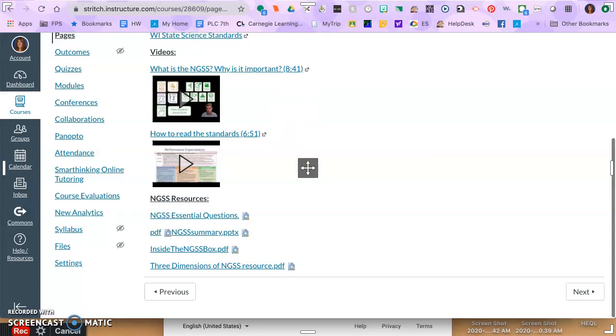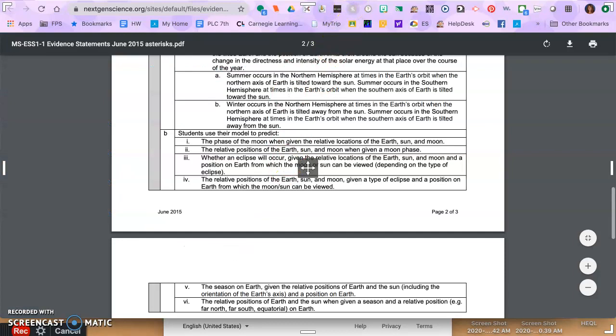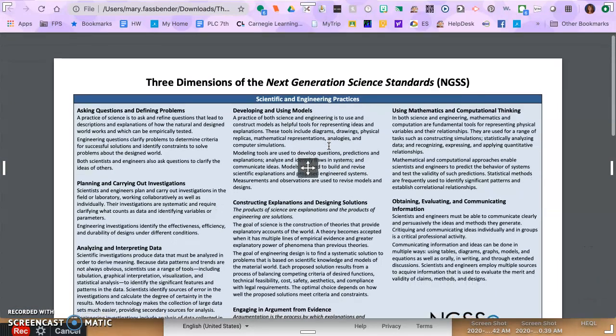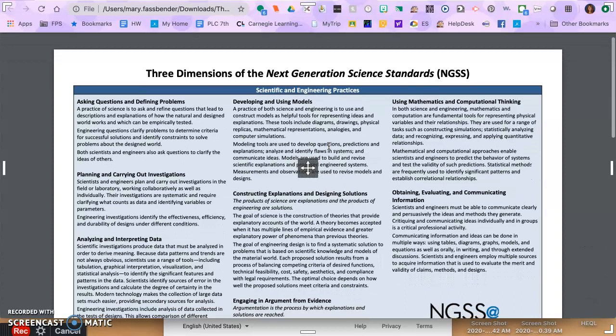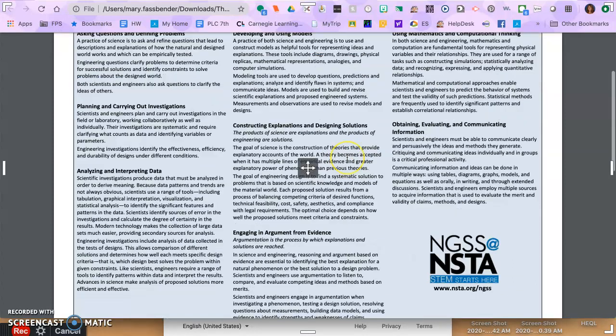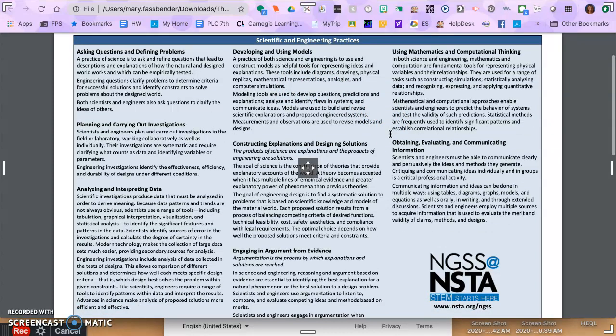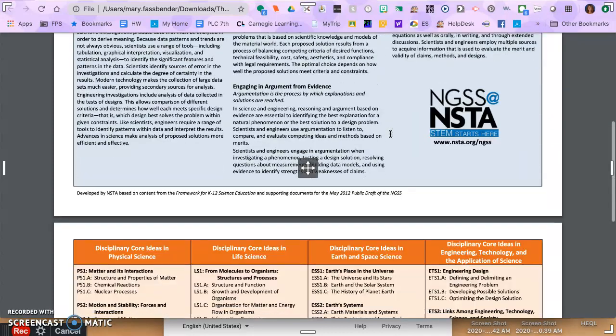So for example, this document, the 3 dimensions. In the blue, we have the science and engineering practices, which are all the skills. There are 8 different skills that students need to develop, and they're scaffolded throughout the performance expectations from kindergarten all the way up through 12th grade. So you want to probably read through some of these and become familiar, especially if they show up in the performance expectation that you're going to use for your unit plan.